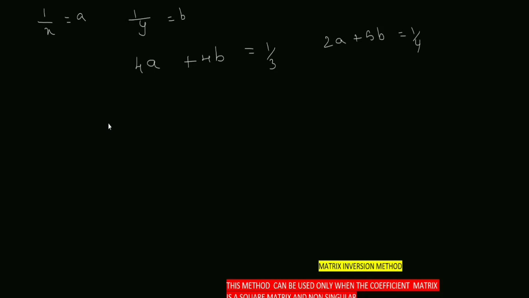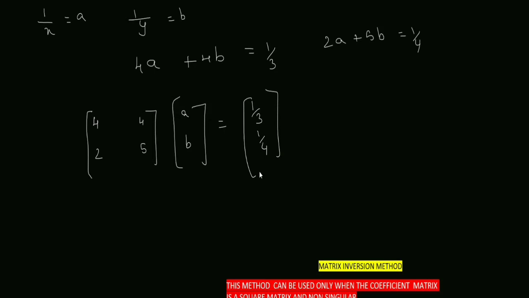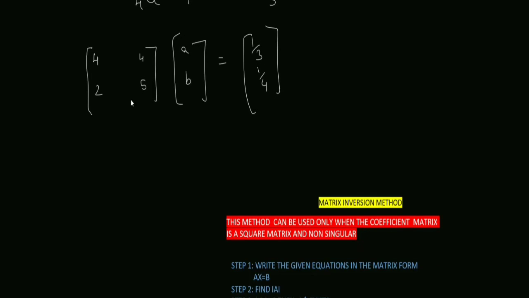So let us first write this in the matrix form. So matrix form is write the coefficient matrix 4, 4, 2, 5. X matrix is a, b. The variables a, b we have taken. This is equal to 1 by 3, 1 by 4. So we have written the matrix form. Now we have to check whether it is non-singular. So we have to find the determinant of the matrix A. So this is A matrix, this is X matrix, this is B matrix.